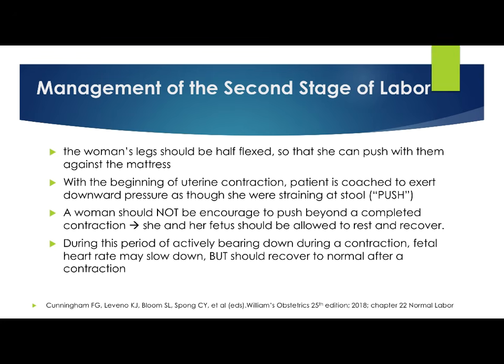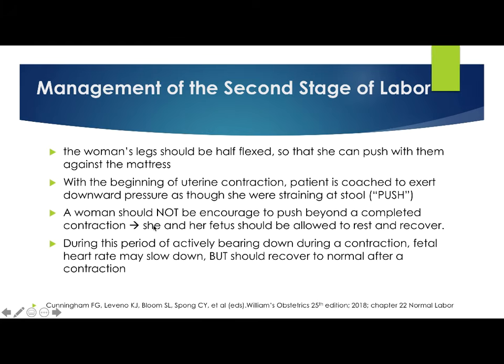Now, as I mentioned earlier, the second stage of labor is when the parturient, or our patient, is already actively pushing out her baby. During the second stage of labor, the woman's legs should be half flexed so that she can push with them against the mattress or the bed. With the beginning of uterine contraction, the patient is coached to exert downward pressure as though she were straining at stool, and this is what we call pushing.